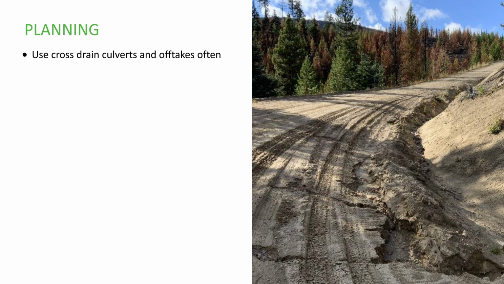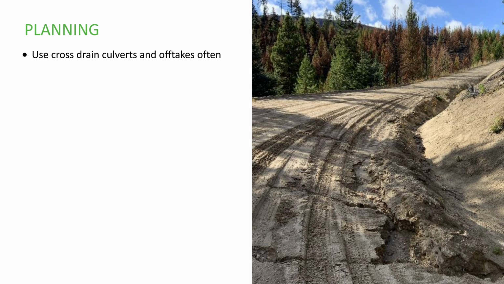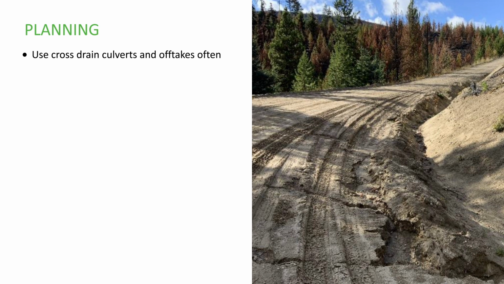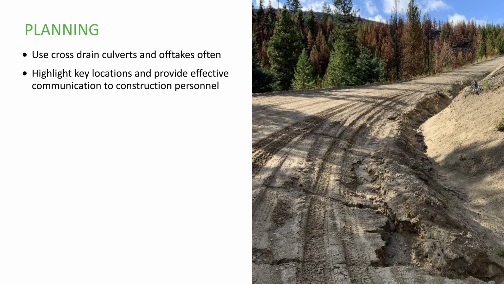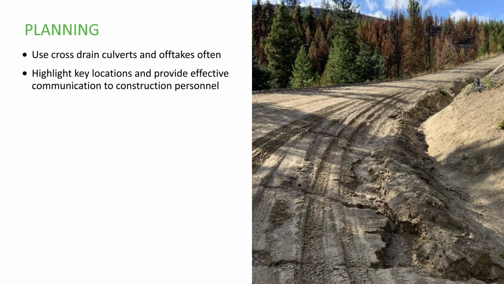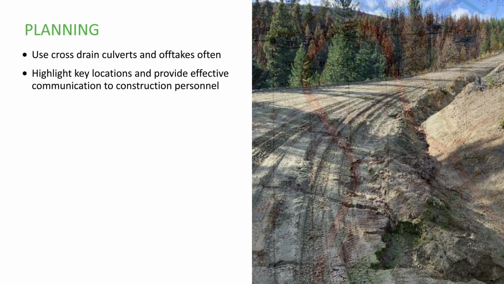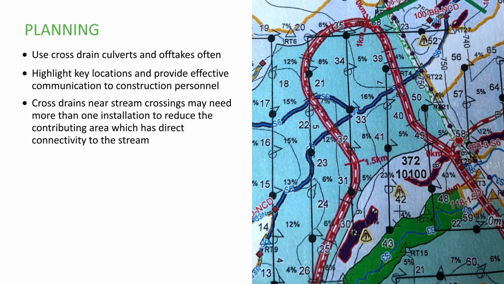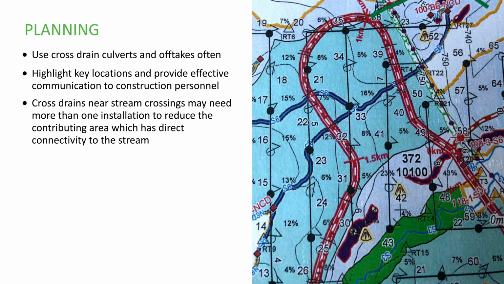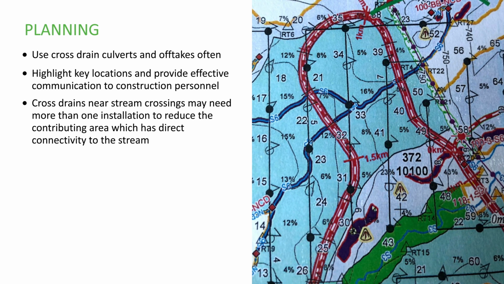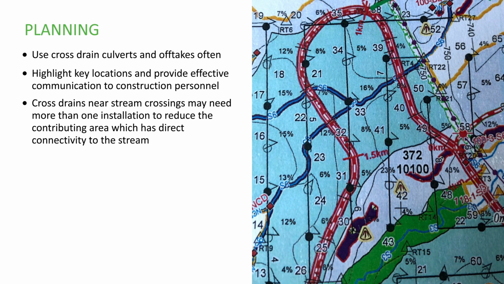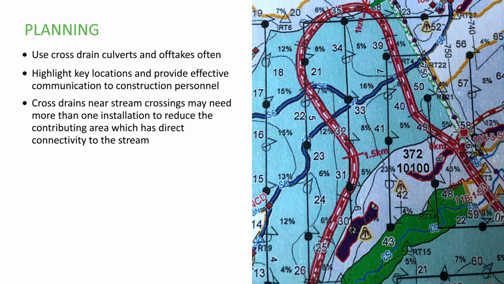During planning, identify key areas that must have culverts or offtakes, such as long, steep road sections or switchbacks. Highlighting these areas on planned road construction maps will allow for improved communication with road builders and operators. Managing water near stream crossings may require several cross-ditch culverts and/or offtakes. This would help distribute drainage areas across the road and road prism and thereby help reduce connectivity to the stream.